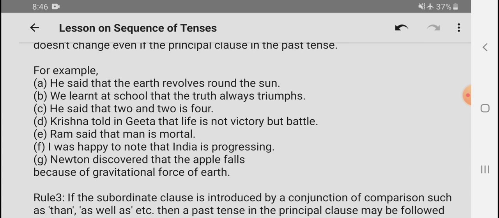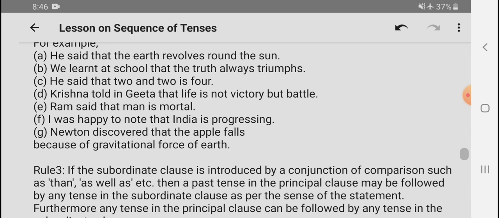He said that the earth revolves around the sun. So in here you can see he said is one clause, and that the earth revolves around the sun is the other. This is a universal truth, hence the tense will always be in simple present tense. It will not follow the principal clause. But you can see in this example, the principal clause is in past tense.